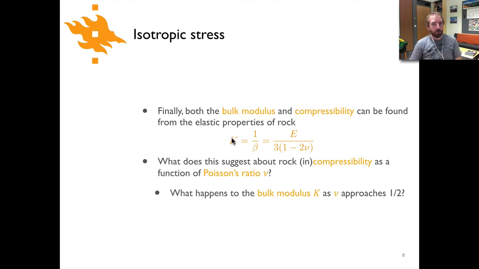Now, that should make some physical sense. Previously, we've seen that a Poisson's ratio of 1/2 for uniaxial stress means the material is not compressible. Here, what we're saying is that as you approach that 1/2 value, the ability for that material to be compressed, its resistance to compression, or the bulk modulus, gets bigger and bigger. And so it's saying, I'm not going to be compressed as the Poisson's ratio value gets closer and closer to 1/2.